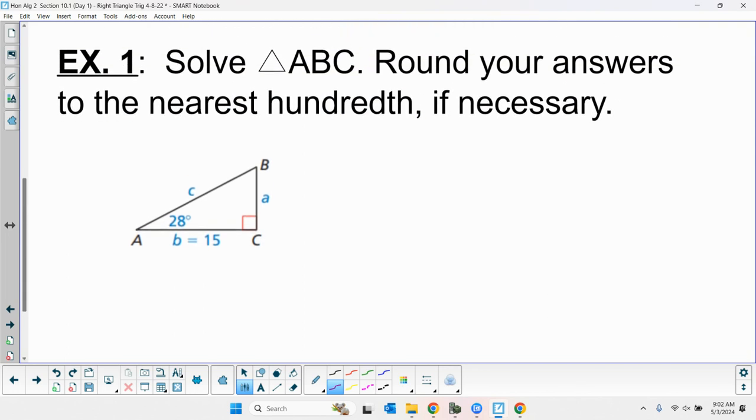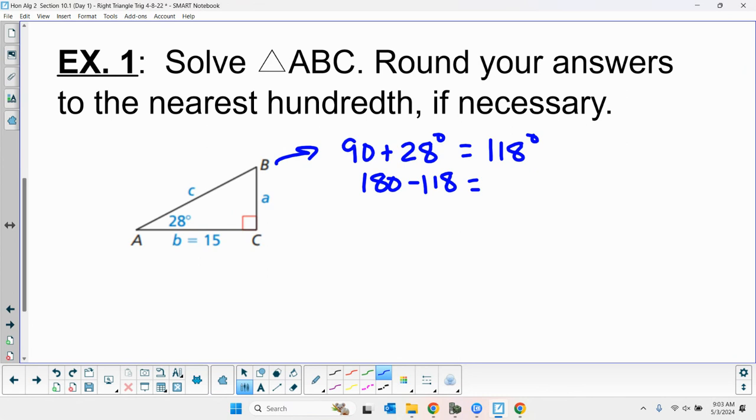All right, so here we're going to use our calculator. All right? So the first thing I do, if I know 2 of the angles, I always find the 3rd angle. Okay? So angle B is 90 plus 28, which is what? 118. And then 180 minus 118, which is what? 62.